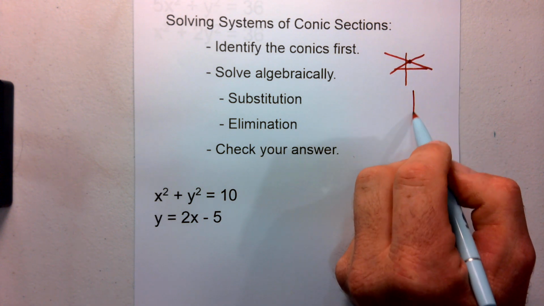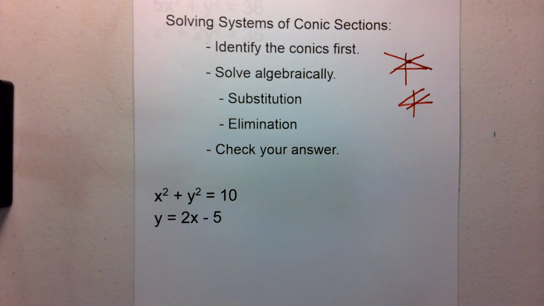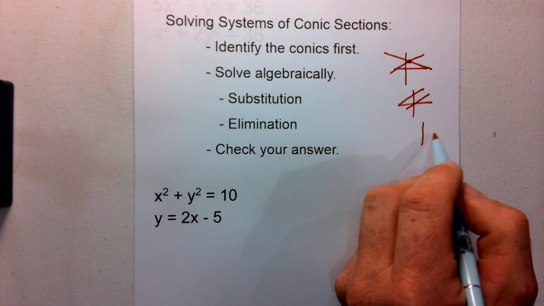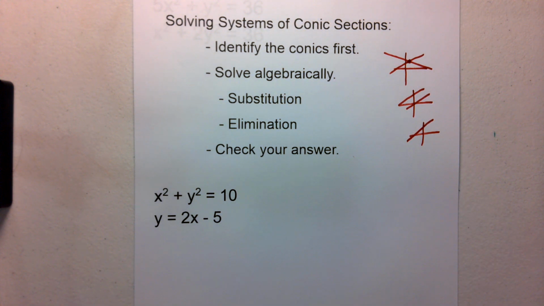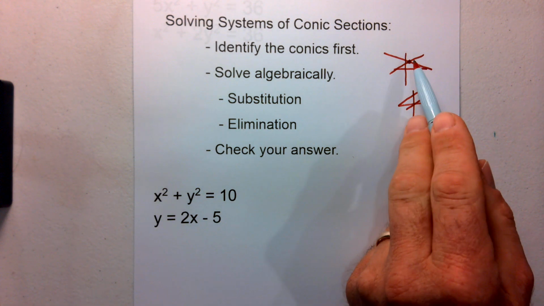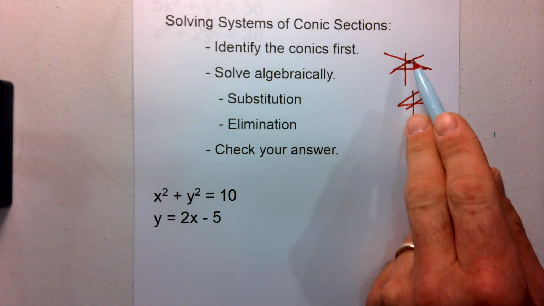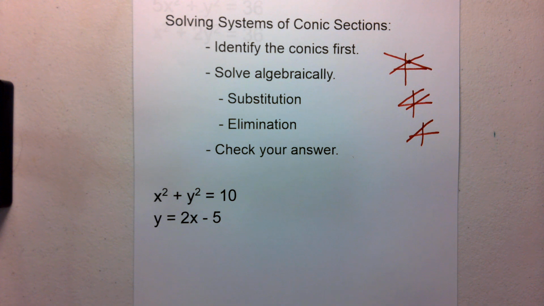We also saw that these two functions possibly could have been parallel, which we had no solution. And we also saw that these two lines could have been the same line where we had an infinite number of solutions. And we'll also see these in our conic sections as solutions. So we could see one, we'll talk about maybe we could see more than one point of intersection. We could see no solution, or we could see an infinite number of solutions.